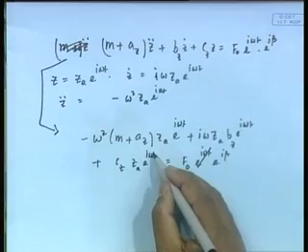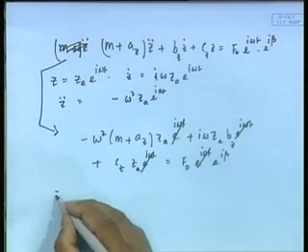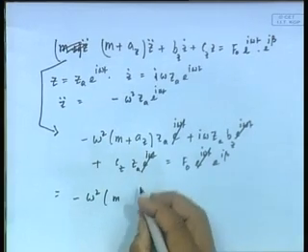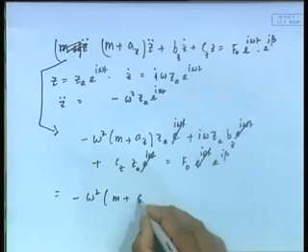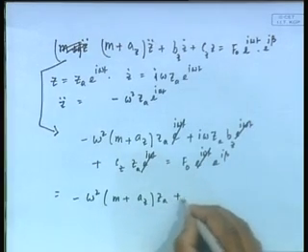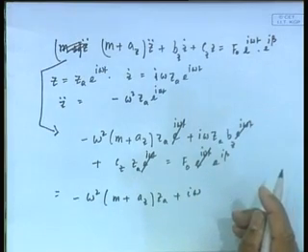Now, we can delete all this. So, I end up getting minus omega square m plus, i omega, let me just see this also.